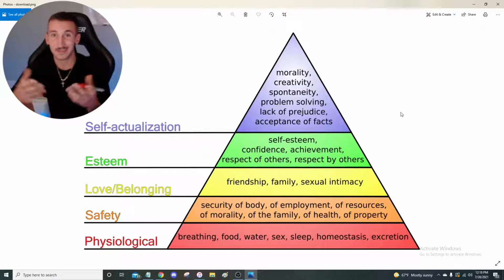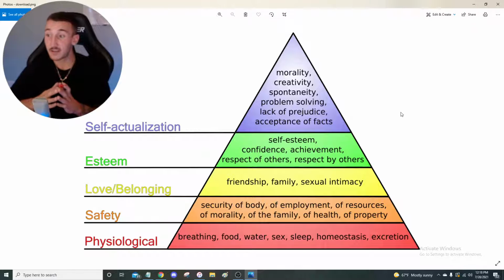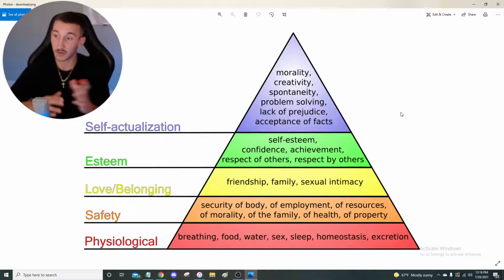Next, we have safety. This is interesting. Security of body, of employment, resources, morality, family, health, and property.